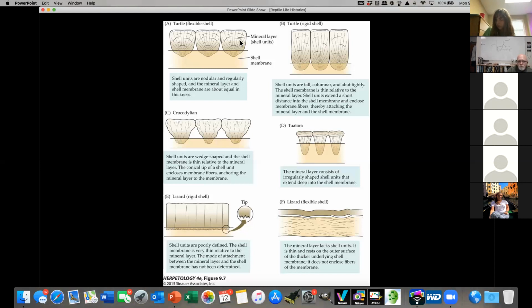Obviously, the presence of the mineral shell, what does this do to the properties of the egg that have enabled reptiles to escape water during reproduction? Escape this limitation of needing to lay eggs in water.